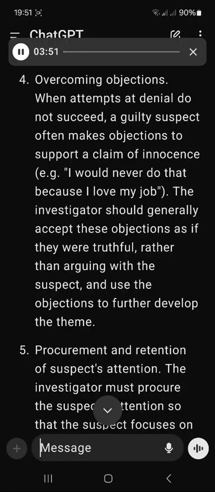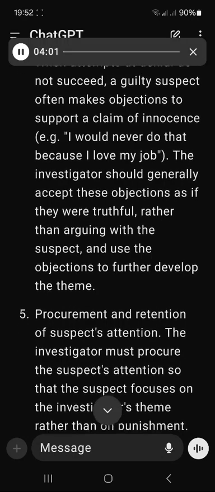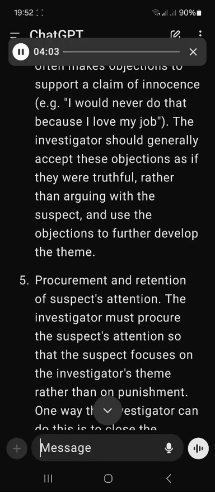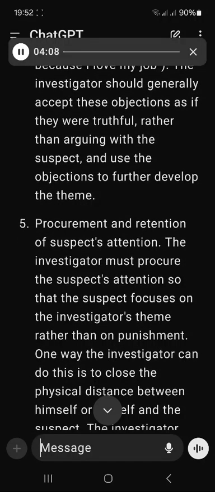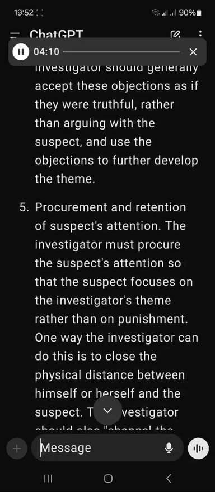4. Overcoming objections. When attempts at denial do not succeed, a guilty suspect often makes objections to support a claim of innocence, e.g., "I would never do that because I love my job." The investigator should generally accept these objections as if they were truthful, rather than arguing with the suspect, and use the objections to further develop the theme.